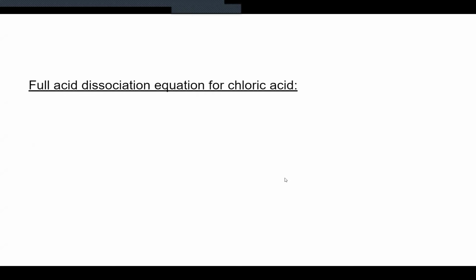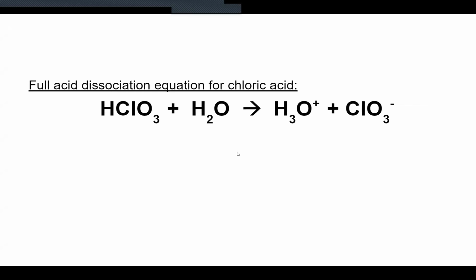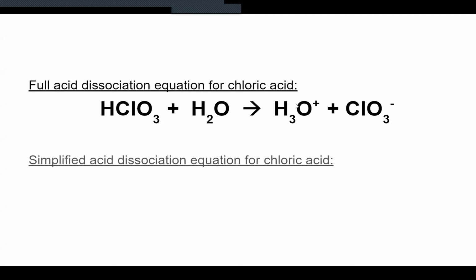Here's chloric acid. Let's show the difference between the full acid dissociation equation and the simplified one. Chloric acid is HClO3. If it's the full acid dissociation, I'd show it reacting with H2O. I'd show H3O+ on the product side and chlorate ion on the right side. Chlorate is your conjugate base. Hydronium is your conjugate acid.